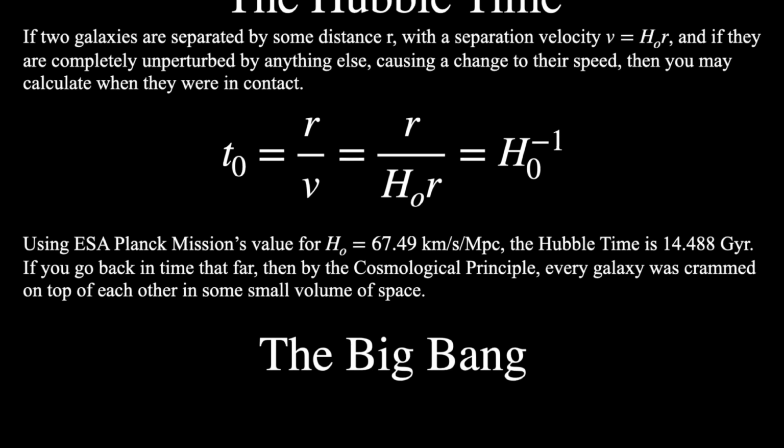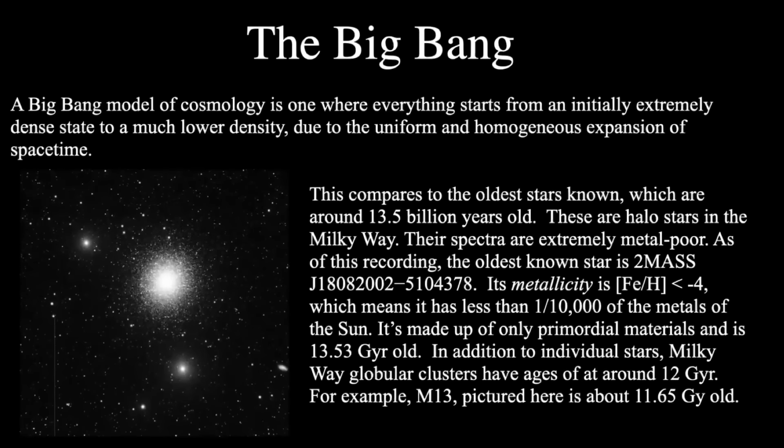Taking a closer look at Georges Lemaitre's idea of the Big Bang, basically a Big Bang model of cosmology is one where everything starts out from some initially extremely dense state and then goes to a much, much lower density state due to this uniform and homogeneous expansion of spacetime. All right, so that's interesting.